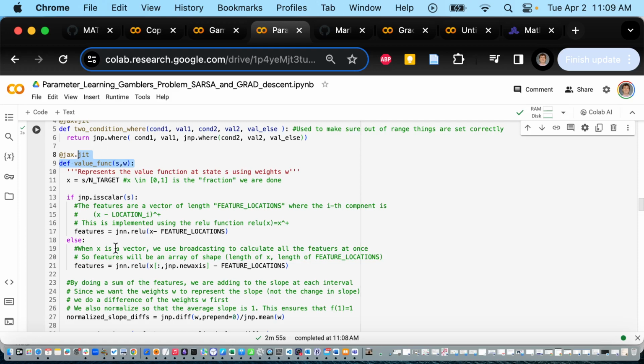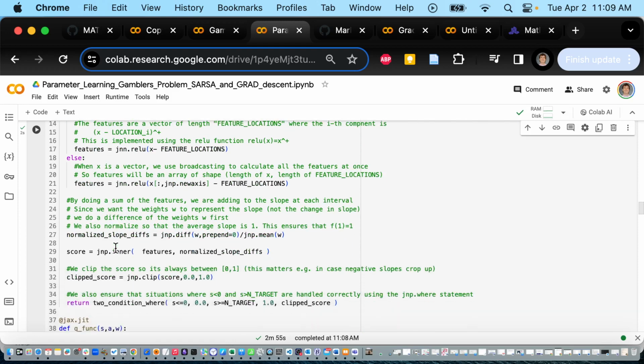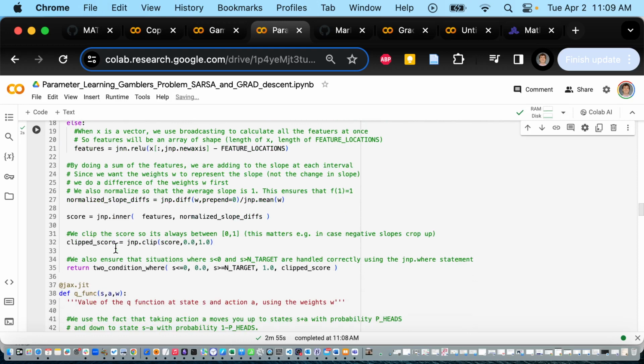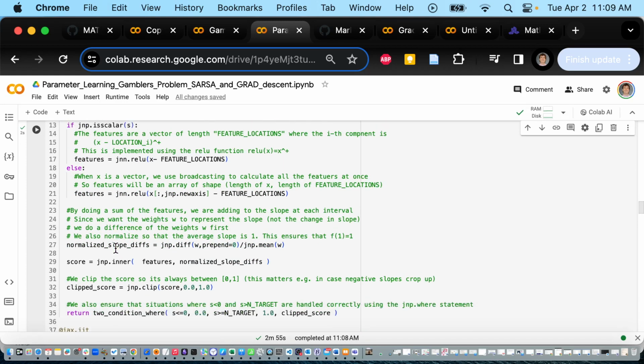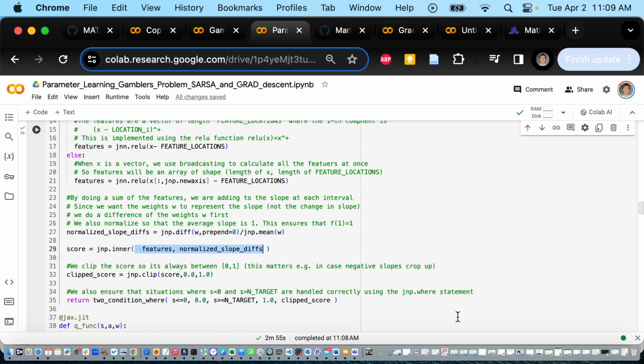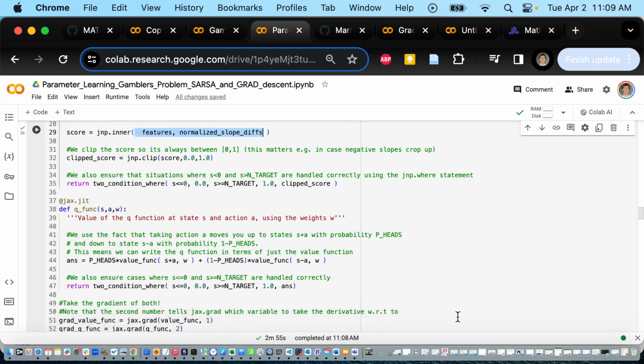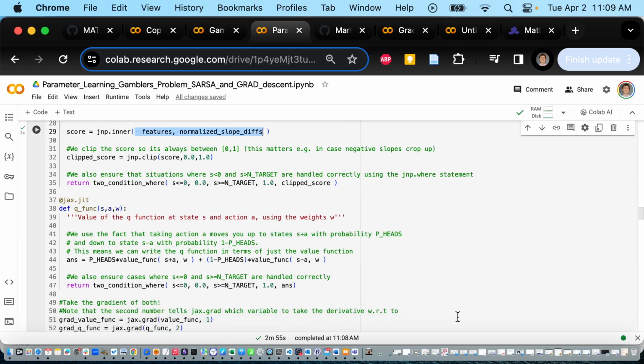So you can type in any code you want basically here, and it will be fine. It's got some complicated stuff, but at the end of the day, it's some kind of thing of adding things up and doing stuff like that. So finding features, adding them up, the inner product, you see the features get hit with these normalized slope differences, whatever. It's some function.